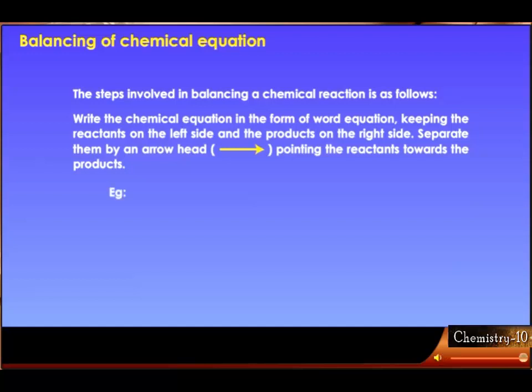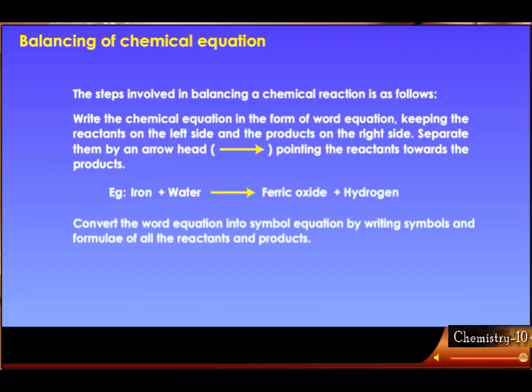Example: iron plus water → ferric oxide plus hydrogen. Convert the word equation into a symbol equation by writing symbols and formulae of all the reactants and products: Fe + H2O → Fe2O3 + H2.